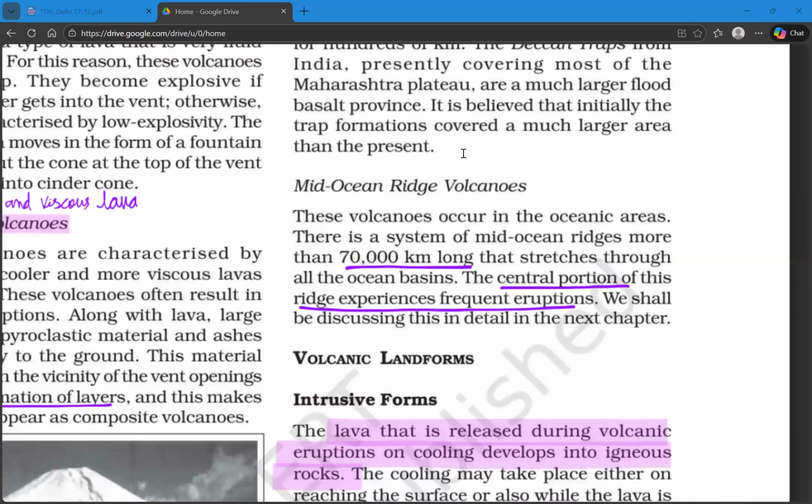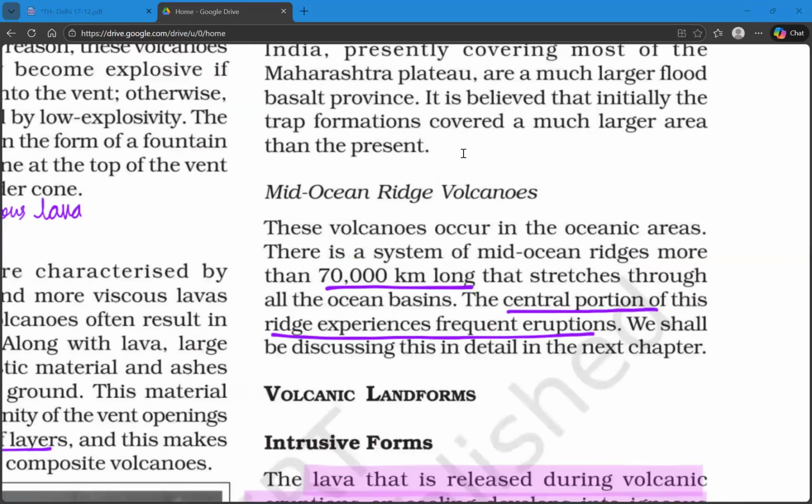And the next one we have is mid-ocean ridge volcanoes. These volcanoes occur in the oceanic areas. There is a system of mid-oceanic ridges more than 70,000 kilometers long that stretches through all the ocean basins. The central portion of this ridge experiences frequent eruptions.